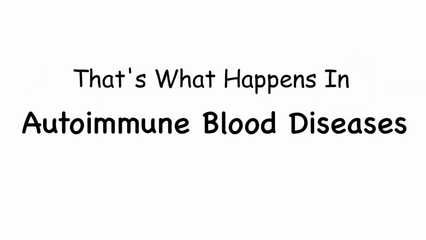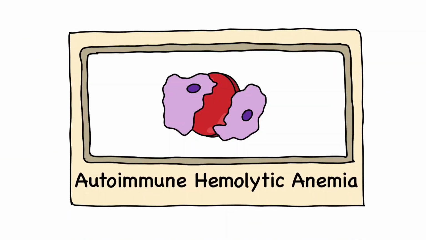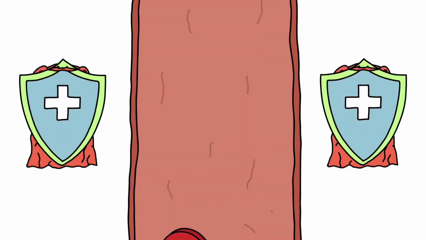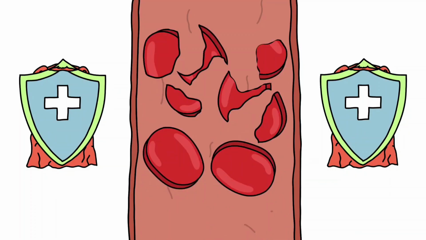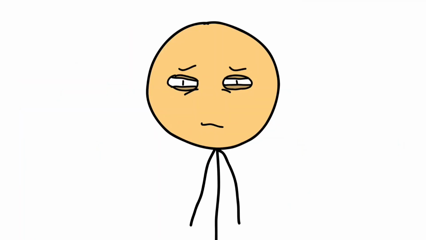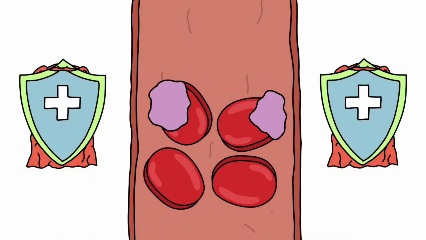That's what happens in autoimmune blood diseases. When your defense system forgets who it's fighting for, one of the most well-known is autoimmune hemolytic anemia. Here, your immune system mistakes red blood cells for invaders and destroys them faster than your body can replace them. The result? You become anemic, not because you're missing nutrients, but because your own body is sabotaging itself.